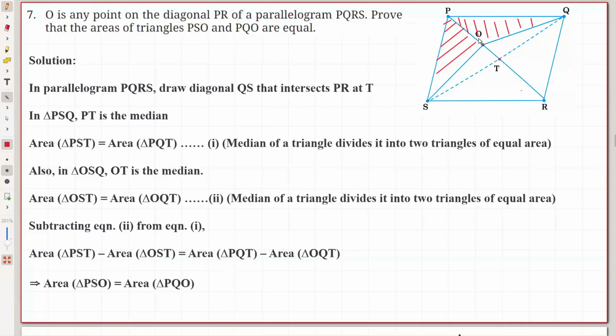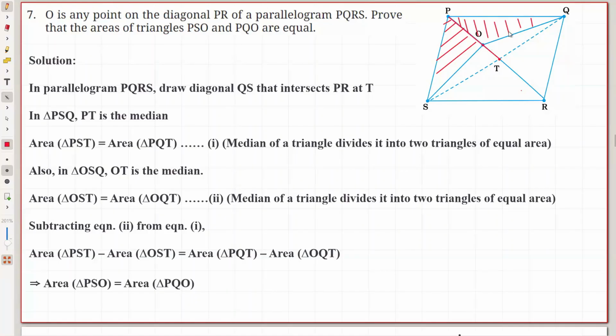We know that in a parallelogram, diagonals bisect each other. That means T is the midpoint of SQ. A line segment joining the vertex to the midpoint of the opposite side is called a median. So we can say PT is the median of the triangle PSQ.